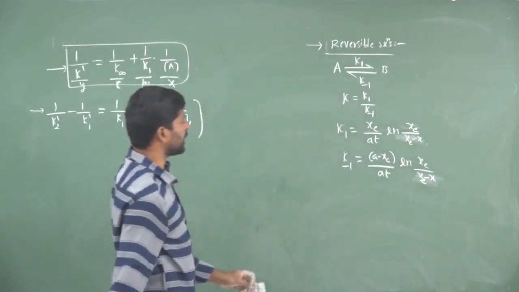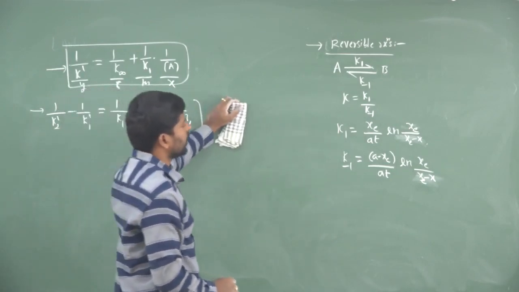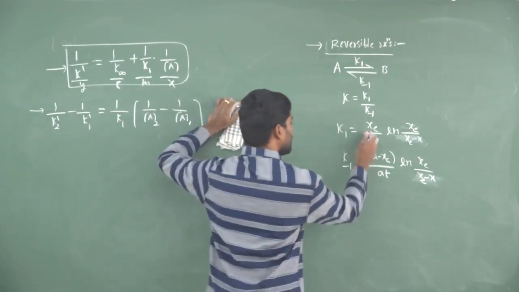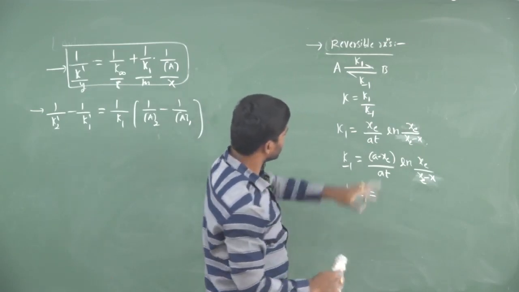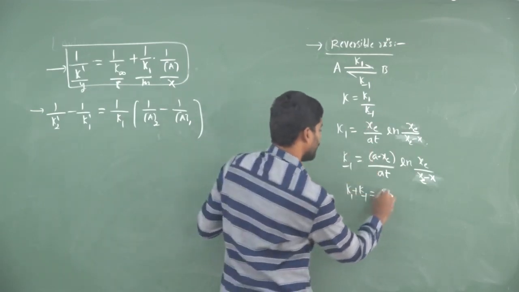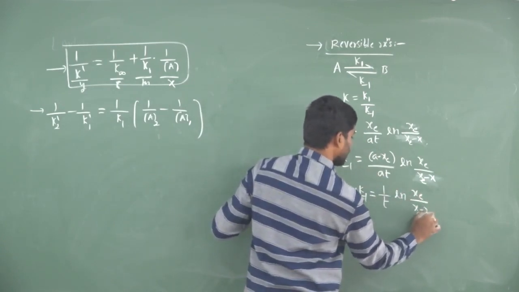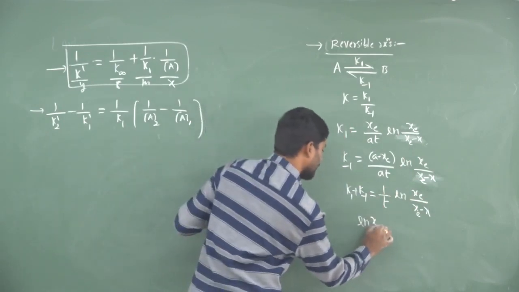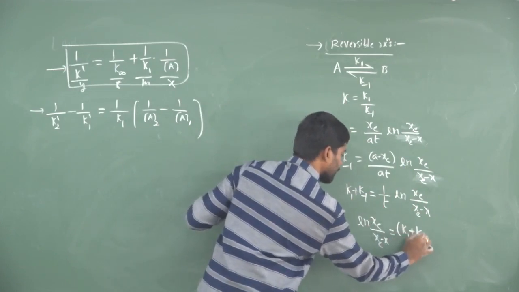A minus XE by AT into ln XE by XE minus X. So forward rate constant, backward rate constant, and if you add these two, what we get? K1 plus K minus 1, XE cancel, A also cancel, so we get 1 by T ln XE by XE minus X. If you add these two, you will get an equation like this. So ln XE by XE minus X is equal to K1 plus K minus 1 into T.